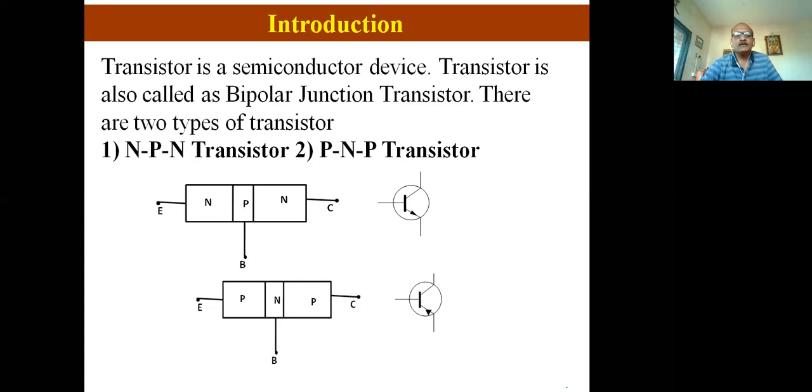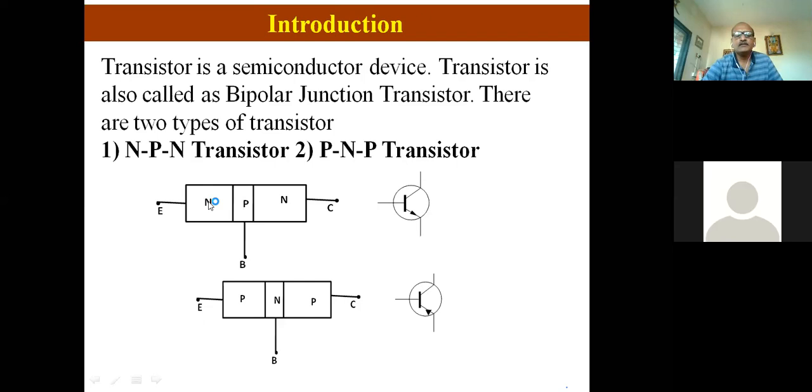Now, here we have to study this transistor, which is called a bipolar junction transistor. This is the NPN transistor, this is the PNP transistor, this is the emitter region, this is the base region. This junction is called the emitter junction, and this junction is called the collector junction, the junction between base and collector. This is the junction between emitter and base, the emitter junction.